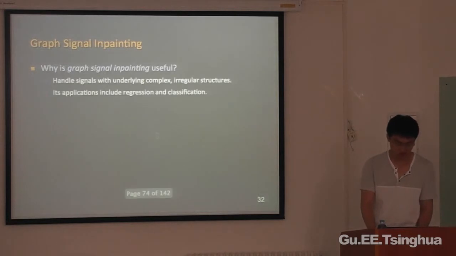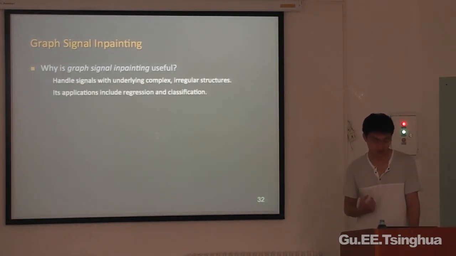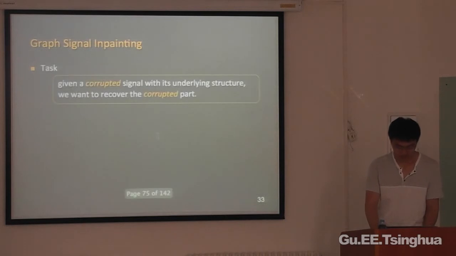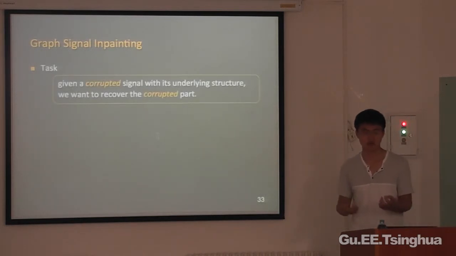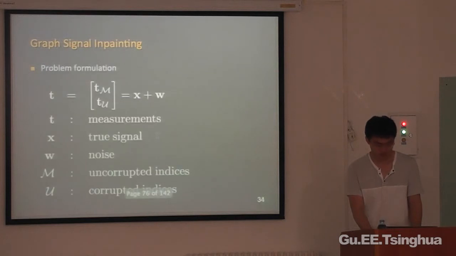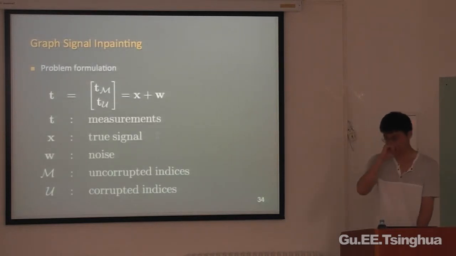So why is it useful? You can handle signals with complex and irregular structure, and it has applications in regression and classification. Again, the task is, given a corrupted signal with a complex structure, to inpaint or recover the lost part. So here's the formulation.